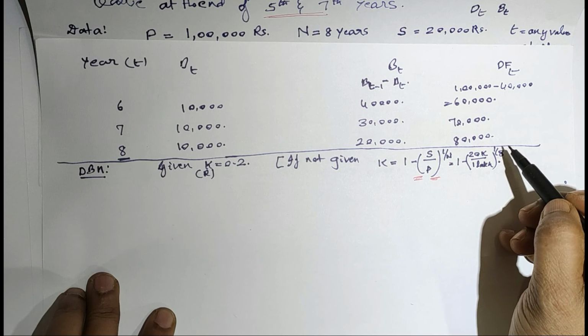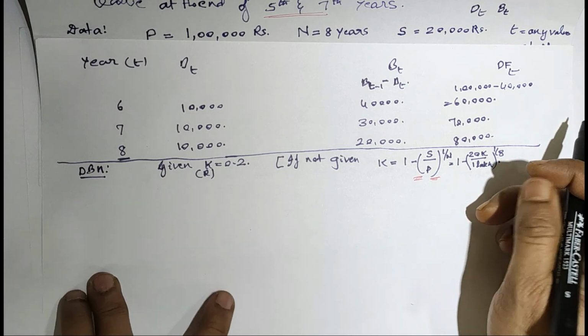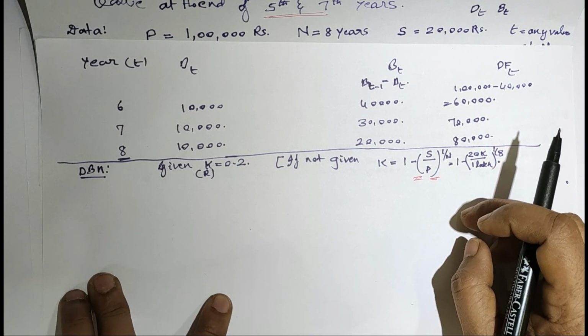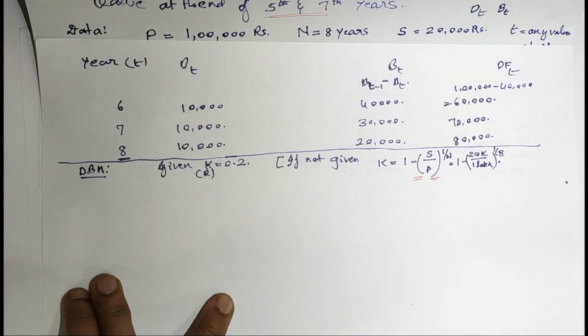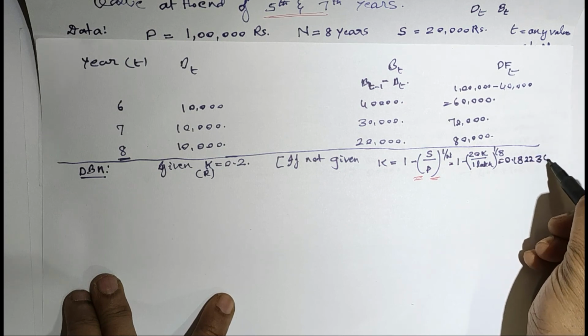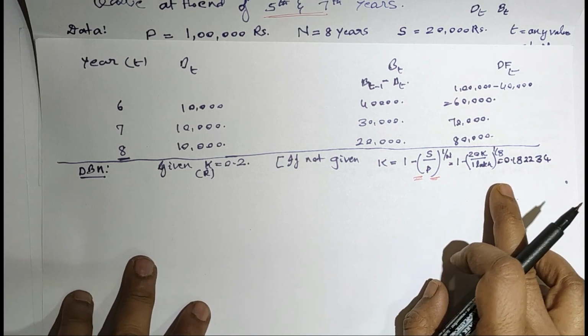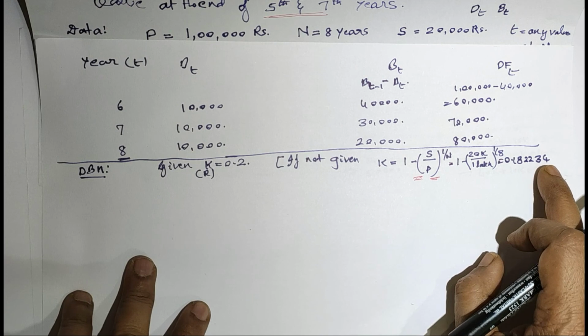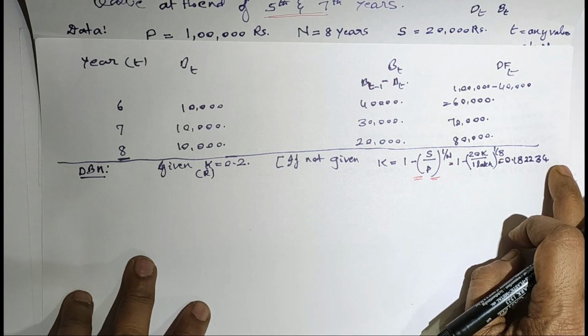If you calculate, you will get the value as 0.182234. There's one more thing. This value runs on for some more digits.